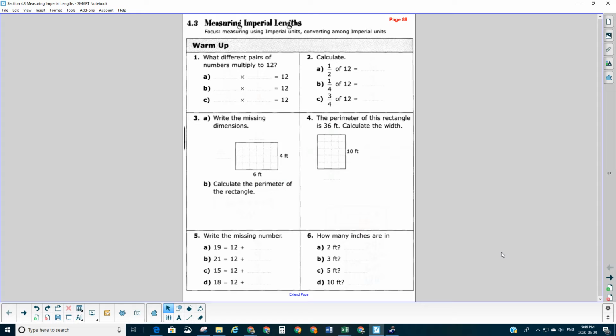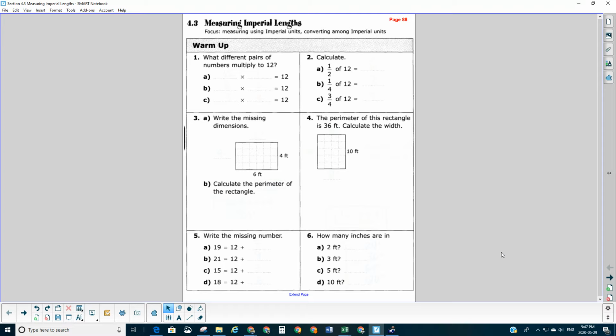Welcome to section 4.3. We're going to do some more measuring. We're going to be measuring lengths using our imperial ruler again. So we're going to start on page 88, and you'll notice a couple of just working with numbers things, because those numbers will be helpful when we're reading the numbers off of an imperial ruler.